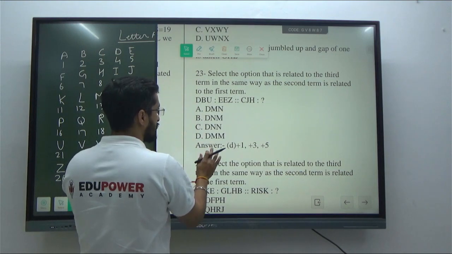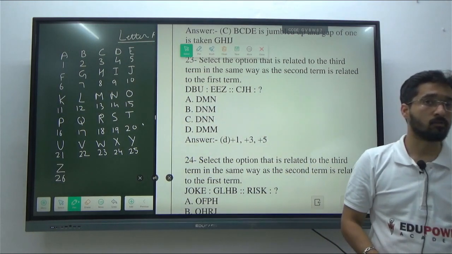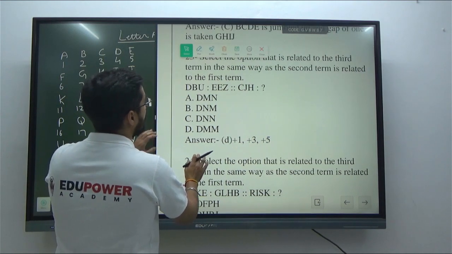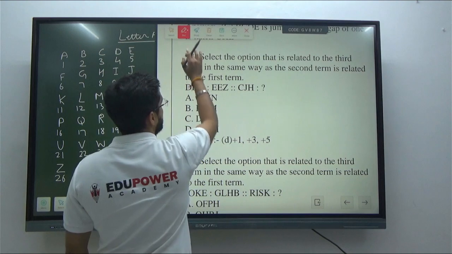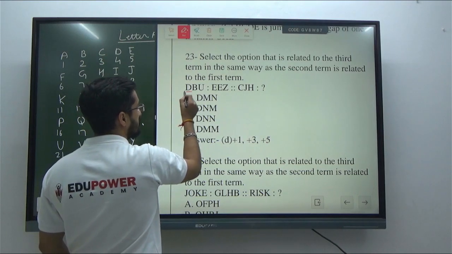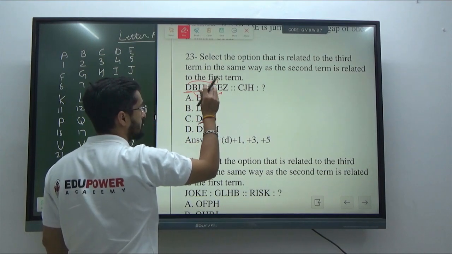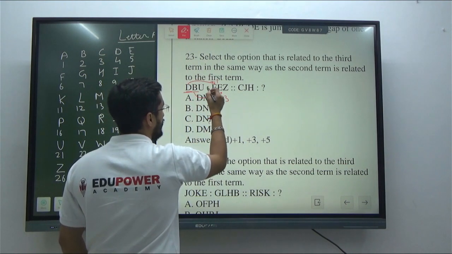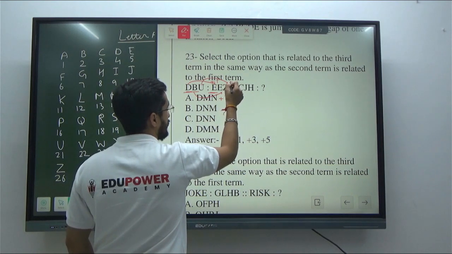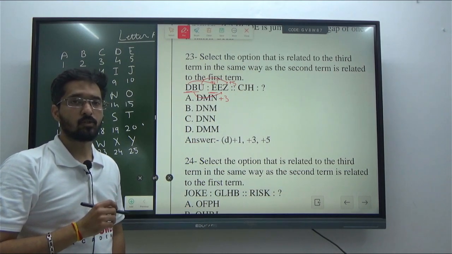Question number 23 we can discuss. Select the option that is related to the third term in the same way the second term is related to the first term. From D to E, what are we doing? Plus 1. From B to E, that is CDE, plus 3. And from U to Z, VWXYZ, plus 5. So the approach is +1, +3 and +5.